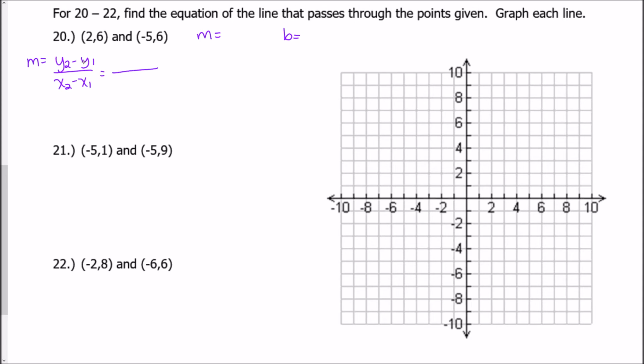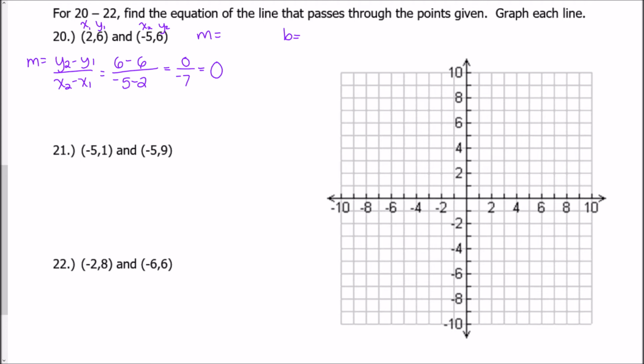And remember, when I plug these values in right here, I'm just going to label these really quickly. Hopefully by now this is a piece of cake to you. So I will do 6 minus 6 over -5 minus 2. And then 6 minus 6 is 0. -5 minus 2 is -7. And when I divide 0 by -7, I should end up getting 0.